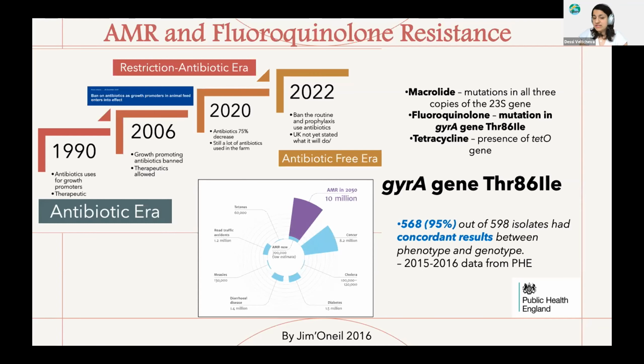In terms of antibiotic resistance, we all know Jim O'Neill's report that it is a very big issue. By 2050, it's been predicted that 10 million people will be dying from antibiotic resistance. So this is the reason why I'm interested in this.